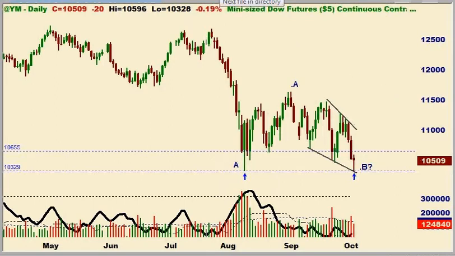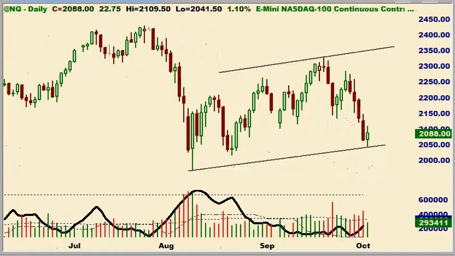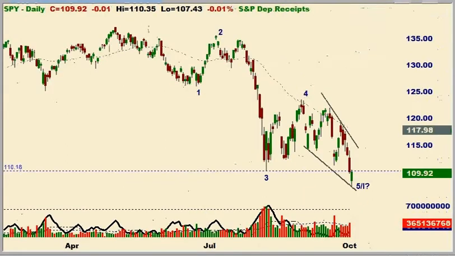This is, again, the futures, and noting the double bottom. NASDAQ has made a higher low. That tends to be bullish. The NASDAQ tends to lead.